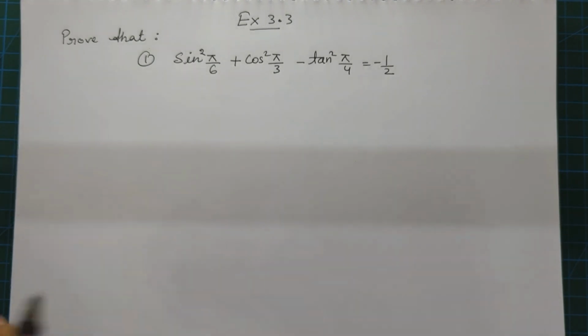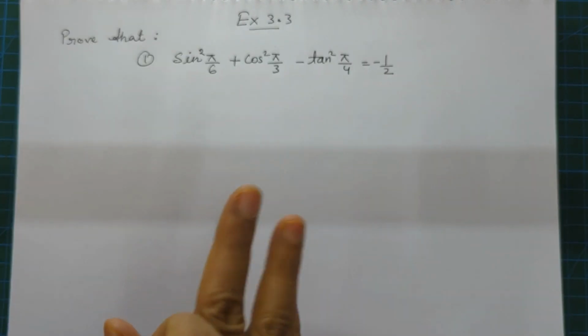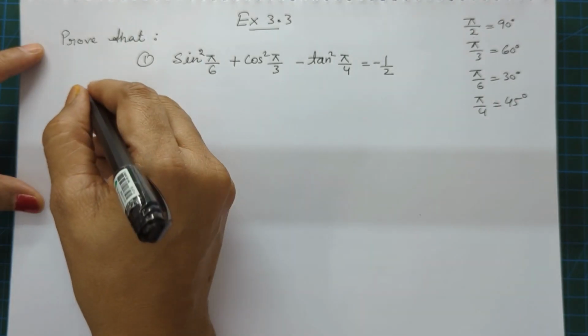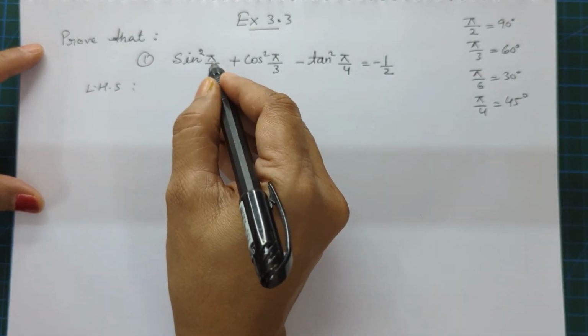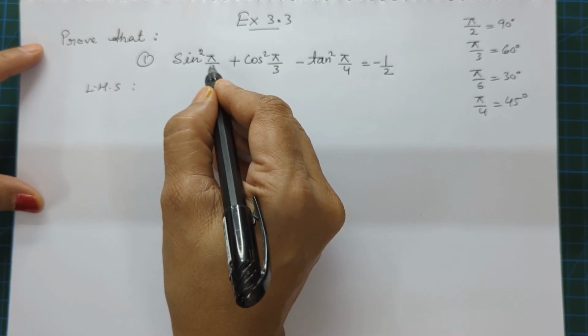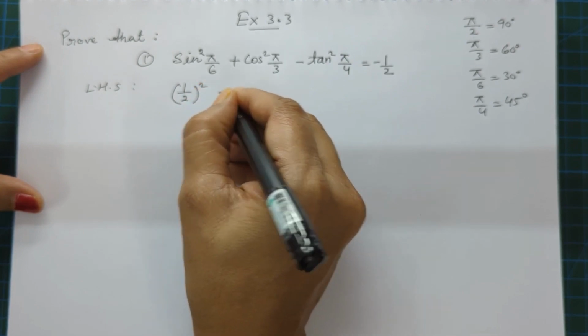So prove that sine square pi by 6 plus cos square pi by 3 minus tan square pi by 4 is negative of 1 by 2. Starting from left hand side, sine square pi by 6. So first, what is sine pi by 6? Means sine 30. Sine 30 is 1 by 2, so it's a square. So 1 by 2 square.